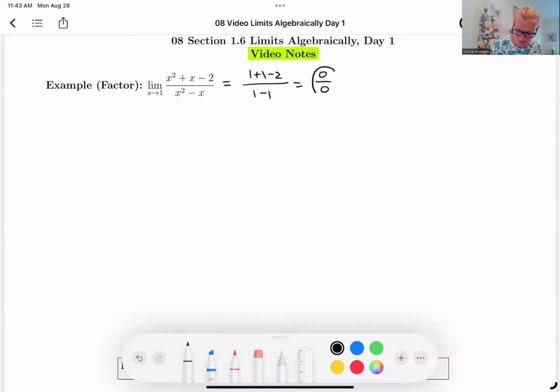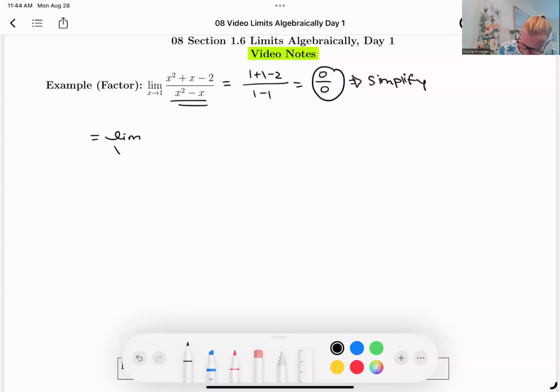Getting 0 over 0 indicates to me that I should be able to simplify something in the original expression. The fact that there's a 0 in both the numerator and denominator means that there should be something that can cancel out. And so that's going to be our goal. This is what we're going to see with all the problems today, is that we're going to start out with 0 over 0, and we're going to do some kind of simplification. It looks different depending on the problem.